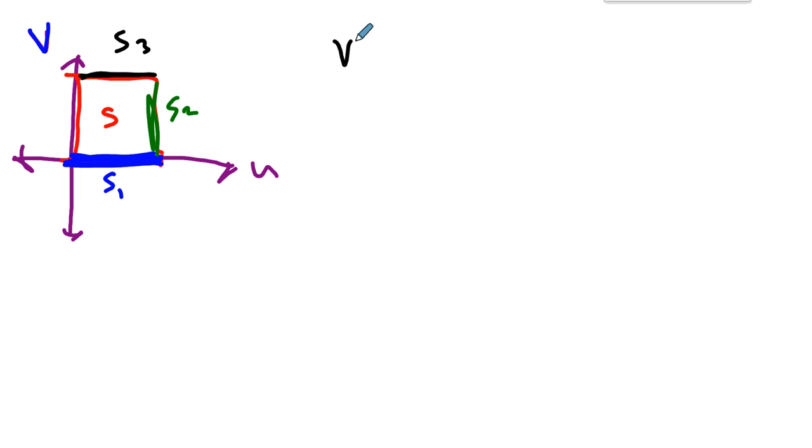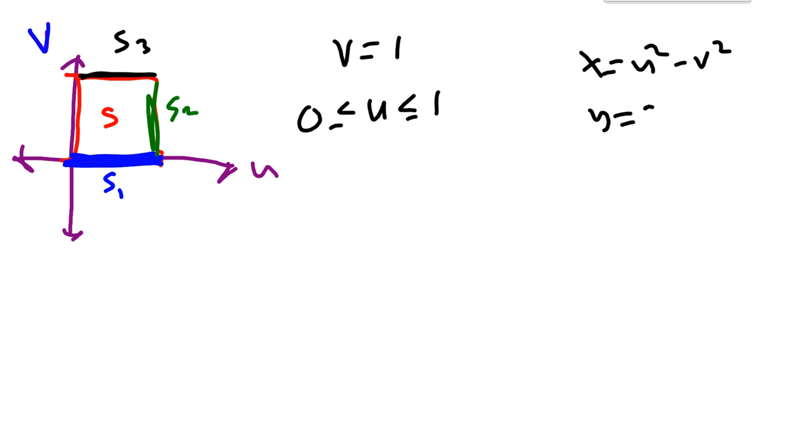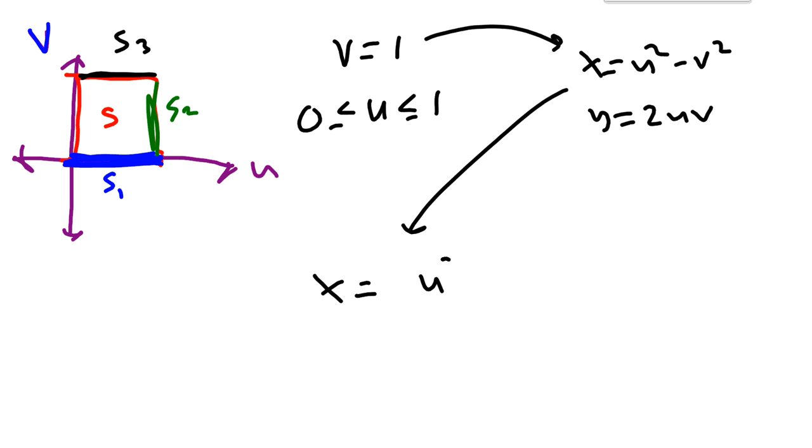Well, S3 has the property that V is always 1 and U is spanning between 1 and 0. And let's remember the transformation again. X equals U squared minus V squared, and Y equals 2 times U times V. If we plug these in, we get X equals U squared minus 1. If we plug V equals 1 into the second equation, we get Y equals 2 times U times 1, so 2U.